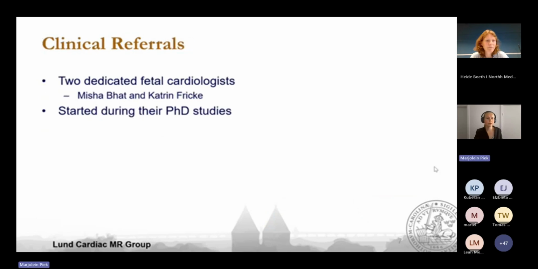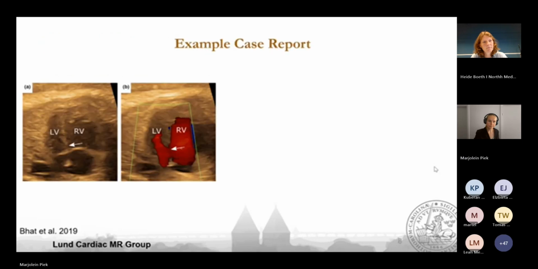For clinical referrals, we have 2 dedicated fetal cardiologists, Misha Bat and Katrien Frieke. They refer patients for CMR when they believe they will add clinical value in addition to their ultrasound exam. And they started doing this during their PhD studies. So this is an example case report from them, from Bat et al.